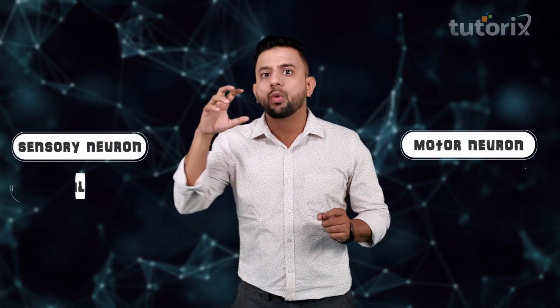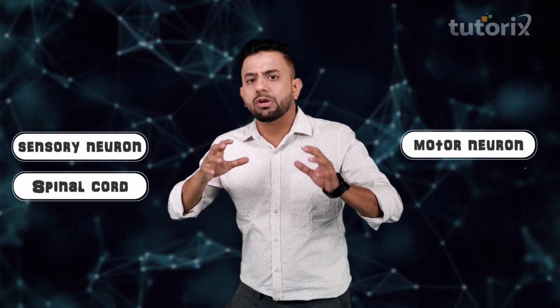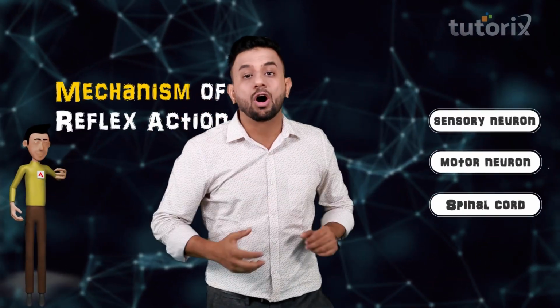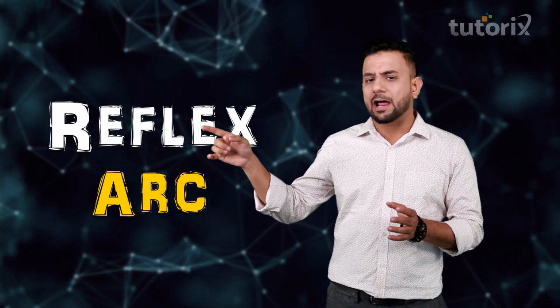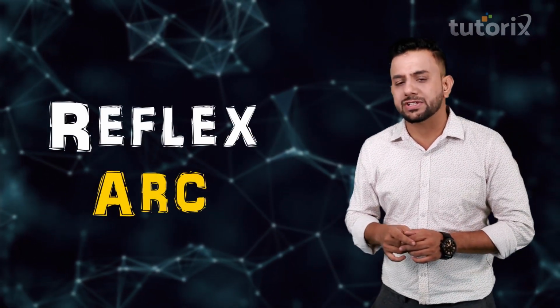Well, friends, we have understood different terms. We understood sensory neuron, we understood motor neuron, we understood spinal cord. And now let's talk about the mechanism of reflex action. You need to remember that the reflex action follows a particular path, which is known as the reflex arc. And we shall talk about the reflex arc in detail.